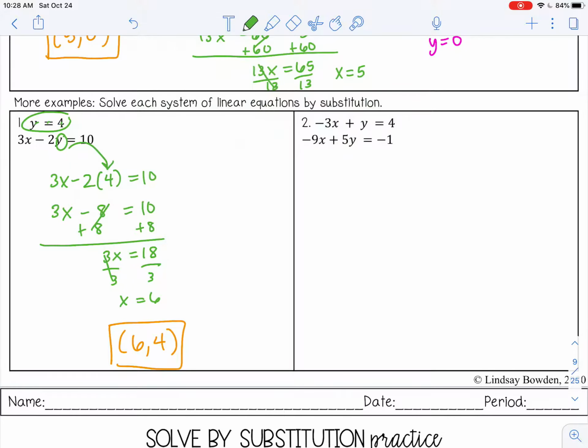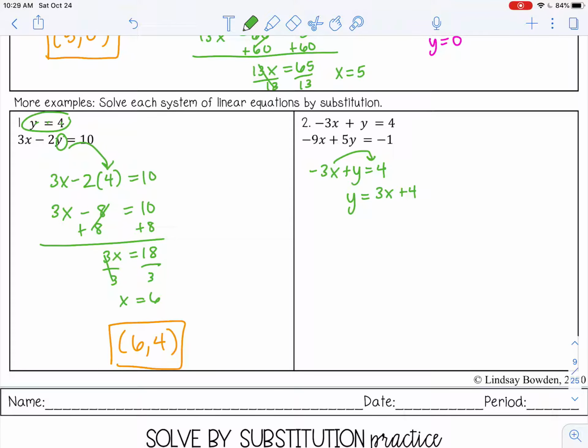All right, number 2. Now, number 2, neither of these are in slope-intercept form. So we need to change one to slope-intercept form, and I'm going to change the first one because there's no number in front of y. y is going to be easily isolated, so I'm going to choose that one because it doesn't have a coefficient. So I'm getting y by itself. I'm just going to move this 3x over. I'm going to add 3x. So y is 3x plus 4.